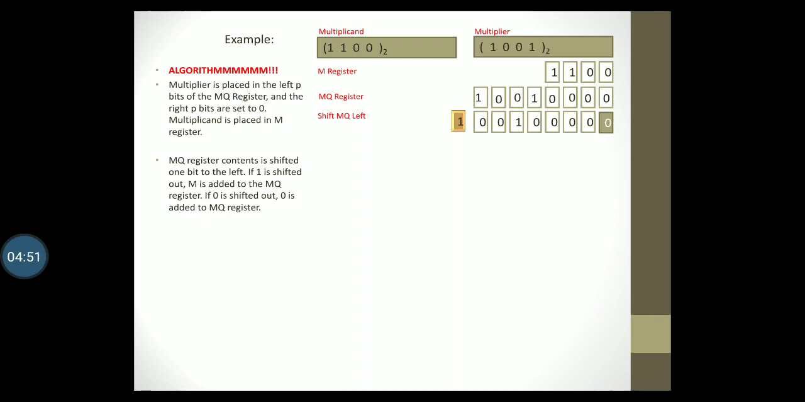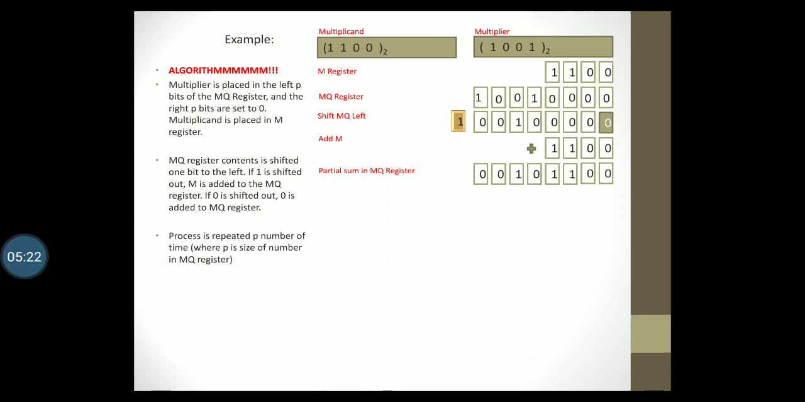As per step 2 in the algorithm, 1 is shifted out. So we need to add the contents of M register to MQ. Recall that M register contains the number 1100. After adding, we get the answer as a partial sum which is still contained in the register MQ. We are now ready for the next step in the algorithm.